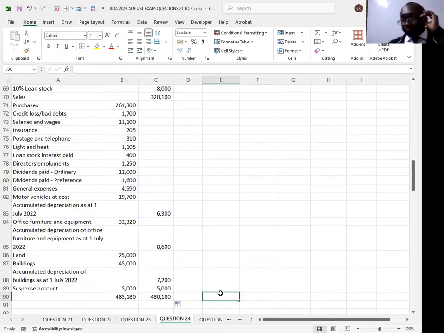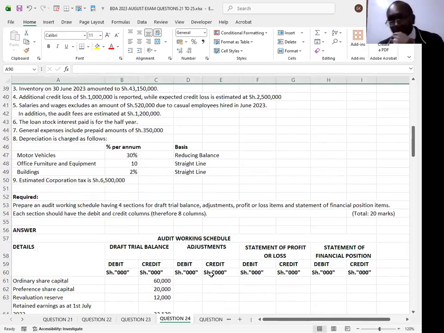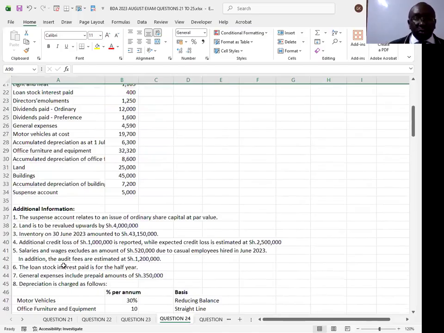So you can see now, for it to balance, this one must move out. So that tells you that the suspense is a credit balance when you autofill. So now this line I can delete or I can remove these ones. So now my trial balance is balanced. So if my trial balance is balanced, let us now go to the additional information one by one.